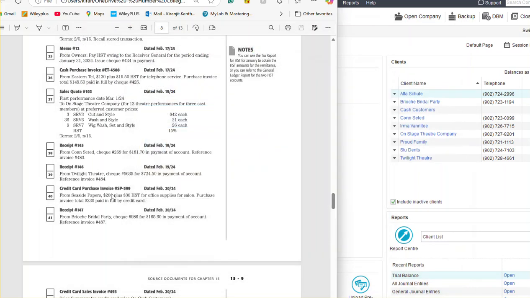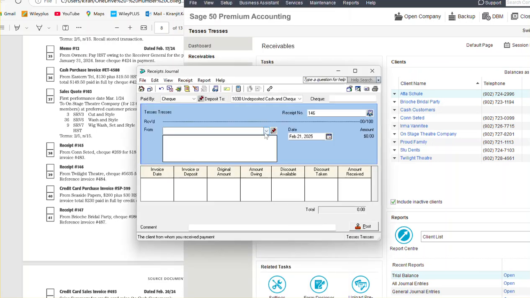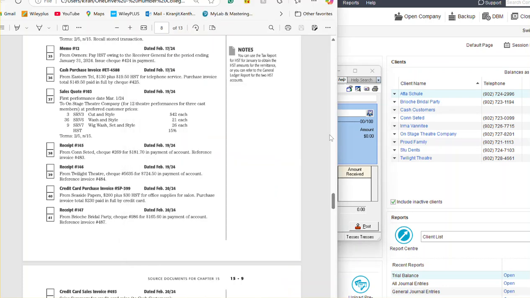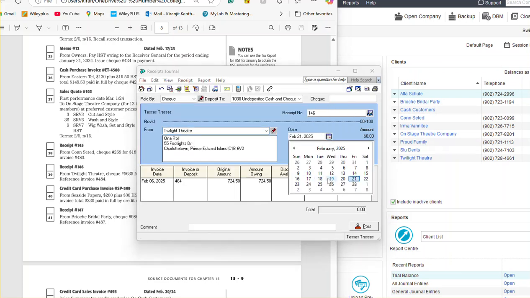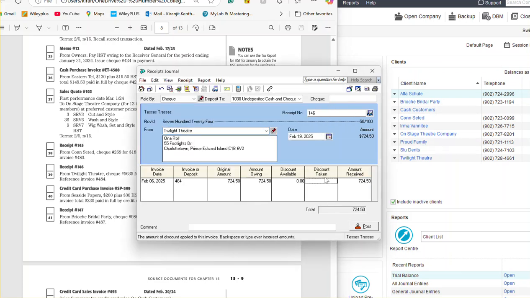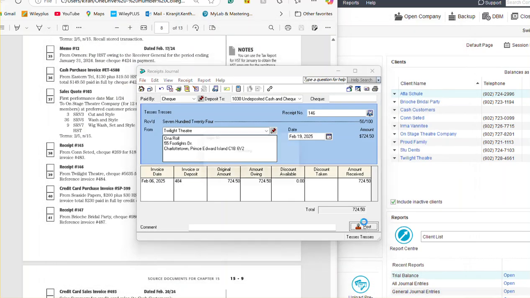We close. Then we have another one from Toilet Theater. That's a receipt. We are going to receive money from Toilet Theater, and we're doing it on the 19th. I will go to the 19th, and there's no discount, and your transaction should look like that. 724. We're done with that. So I am going to post it.